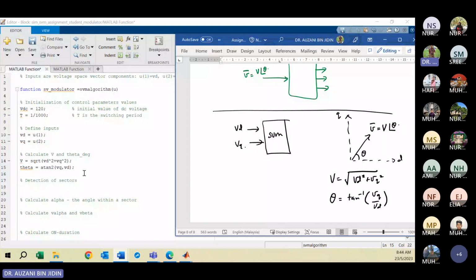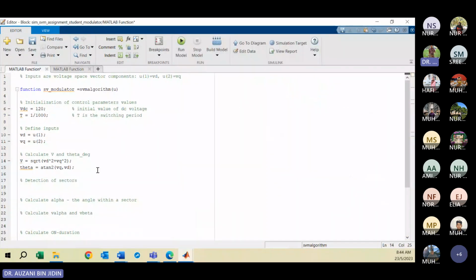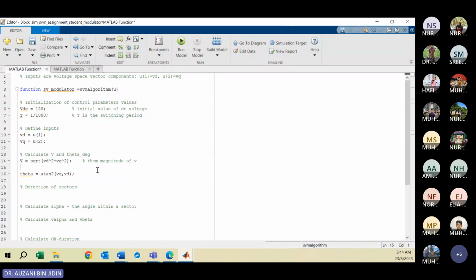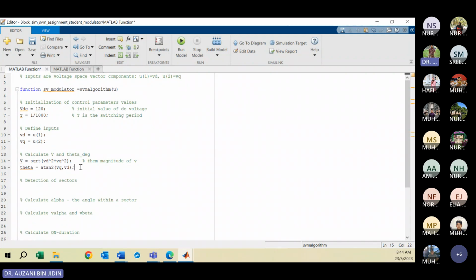Okay, clear? So maybe you can write the comment here. This line instruction is the magnitude of space vector of V. Then this is the angle. Make sure you put the percentage symbol, which means we define this as a comment. The angle of V. So the angle is in what? Degree or radian? In radian.